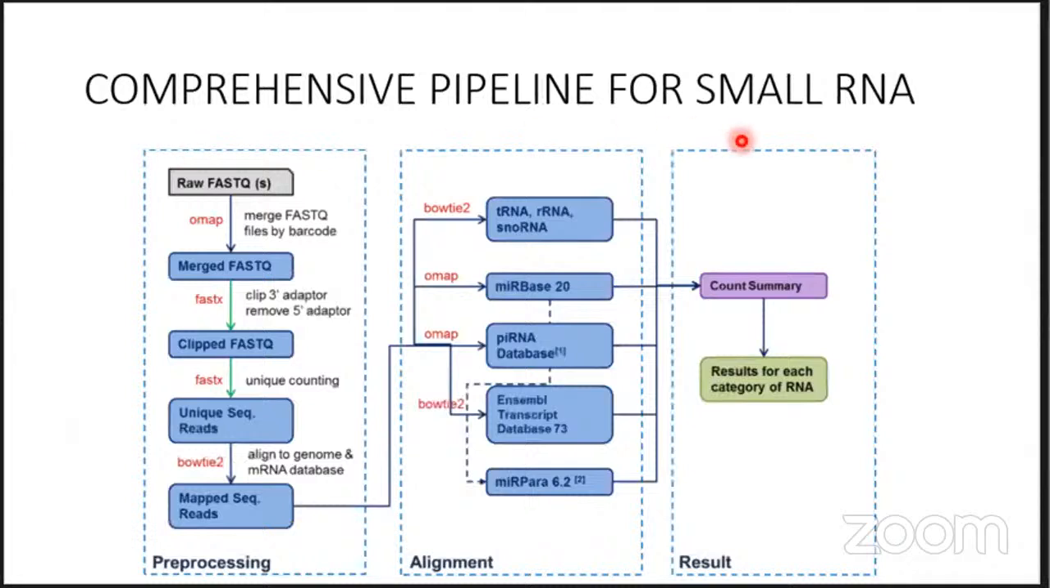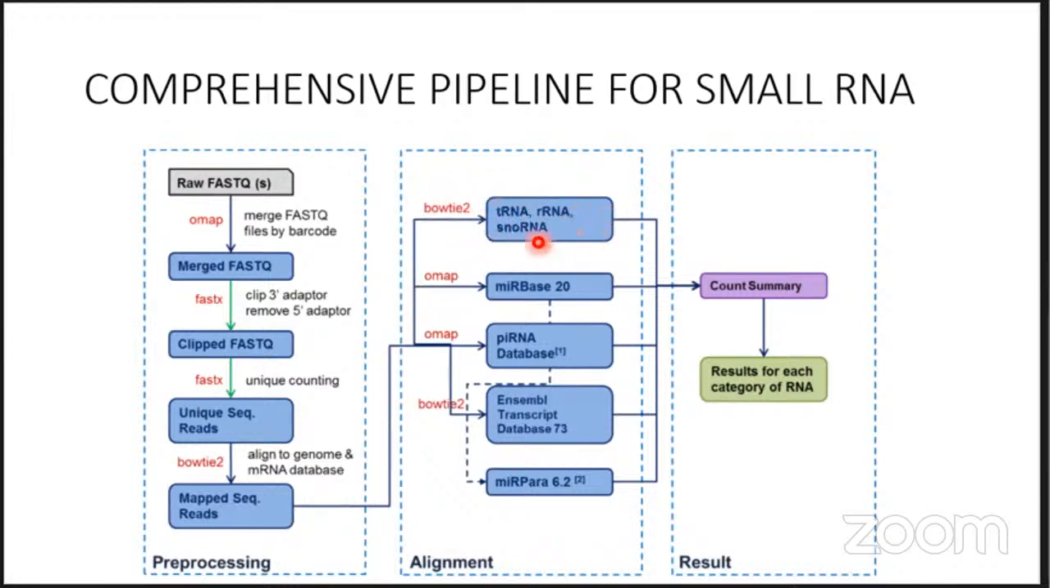So this is the comprehensive pipeline for a small RNA. We get the FASTQ raw data file. We merge the FASTQ and filter by the barcode, merge the FASTQ files, and then clip the FASTQ files, get unique sequence reads, map to the reference genome, and then we also align with the database, only the transcriptome, no need to go for the genomic. So we take the mRNA database, RefSeq database, and then map the reads to the reference RefSeq database.